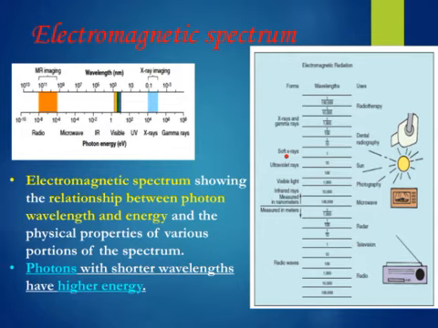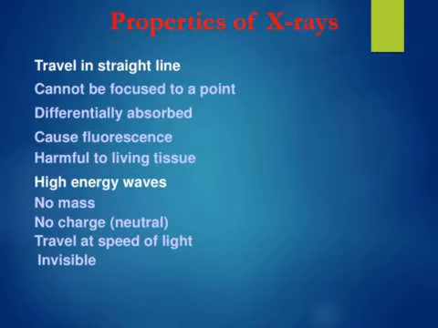You can also see the term soft x-rays, and you can also find hard x-rays. Okay, so soft x-rays, again the wavelength is going to decrease, and hard it's going to increase again. So properties of x-rays: it travels in a straight line, it cannot be focused to a point, it is a great disadvantage.